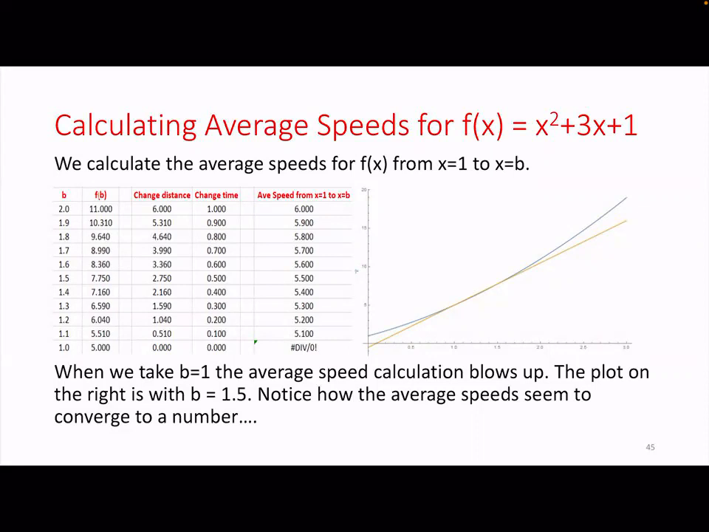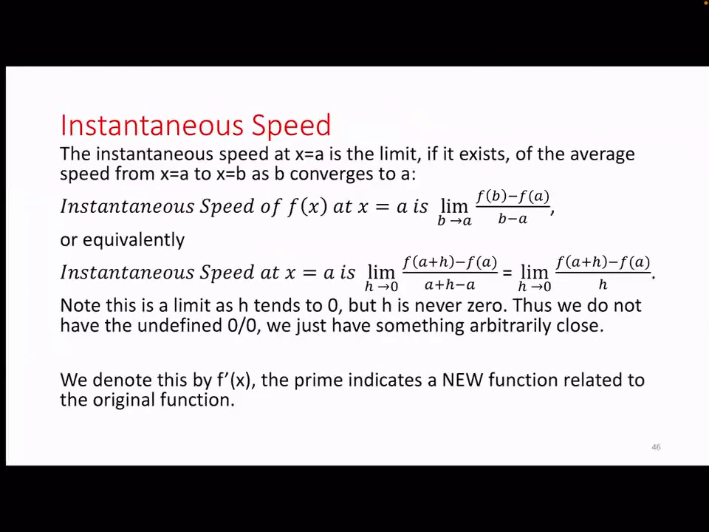And of course, if we take b equals a, then things blow up. Because if the starting and the ending times are the same, there is no change in distance. There is no change in time. We just have 0 over 0. So it looks like it's converging to 5. This is not a proof, but it looks like it's converging.